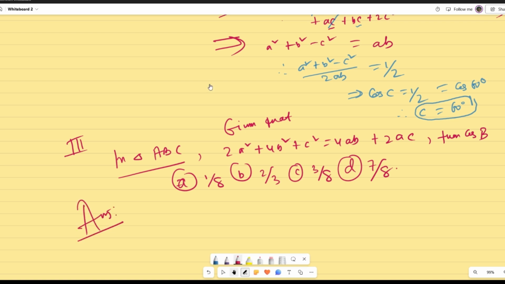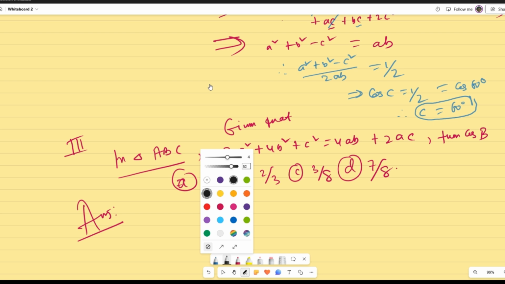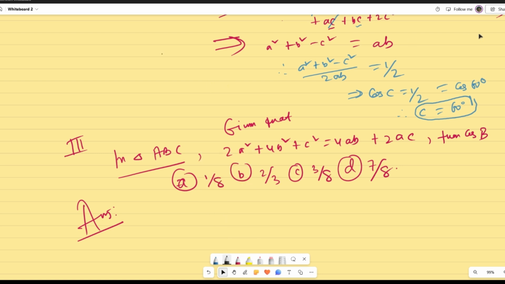You need to answer. Think what to do, then I will help you if you are not able to. First, you must try. You have seen that cosine A can be obtained. We got cos C here, no? So try with that kind of manipulation. Is it possible? Otherwise, make one very simple observation there, that a square minus 4ab plus 4b square can be grouped. A square plus c square minus 2ac can be grouped.